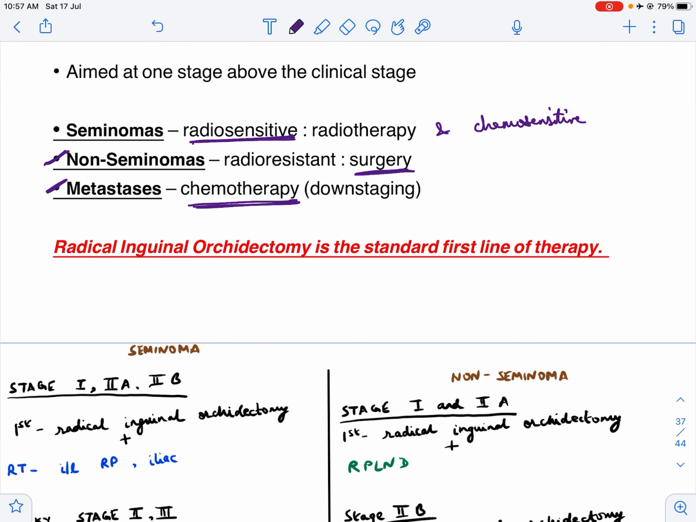Now, this is a golden line which needs to be etched into your brain. Radical inguinal orchidectomy or high inguinal orchidectomy is the standard first line of therapy. This means that when you're managing a testicular tumor, you will first do a radical inguinal orchidectomy or a high inguinal orchidectomy and only then proceed. This I'll explain in the subsequent slides.